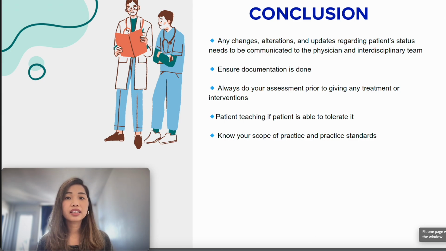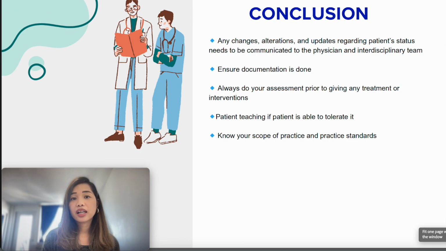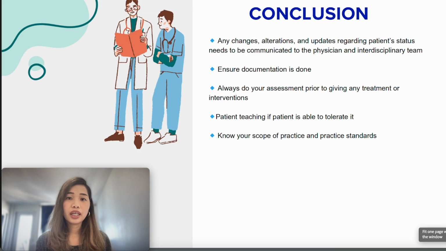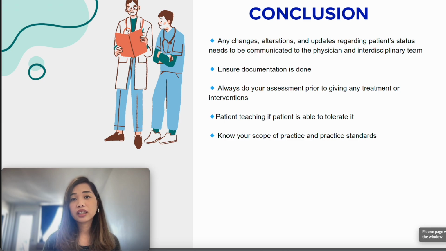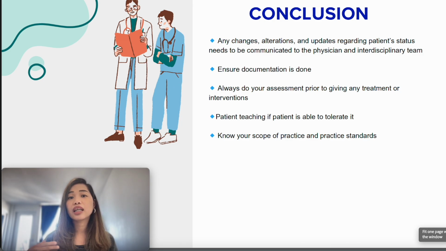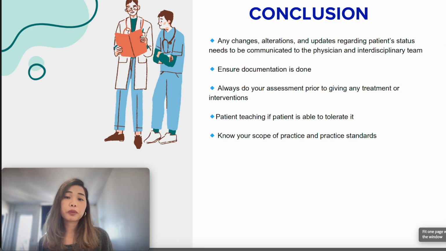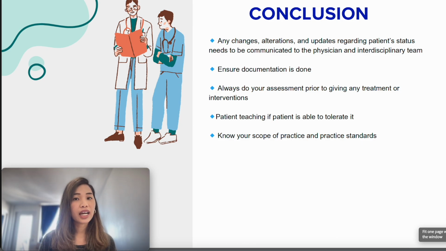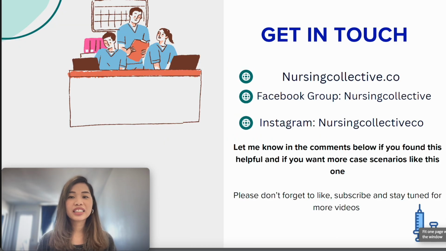Next, know your scope of practice and practice standards. So again, if you're doing the triple track case scenario, you need to know your scope of practice as the RN. You need to know your scope of practice and the practice standards as the LPN and also as the HCA. Because, for example, as an RN, you need to be able to know what to delegate and not to delegate. And the LPN and the HCA, you need to know your scope of practice, because what if the RN is delegating a task that is outside of your scope of practice? It's your responsibility to say to the RN that that is outside of my scope of practice, so I cannot perform that task. And that's it for this case scenario.